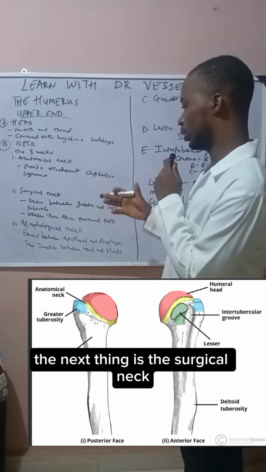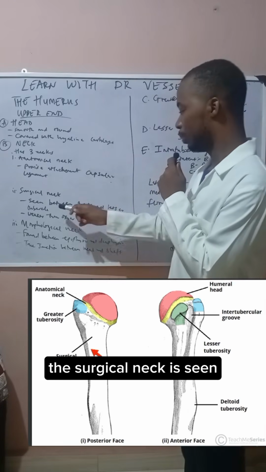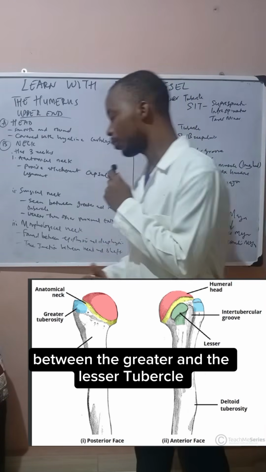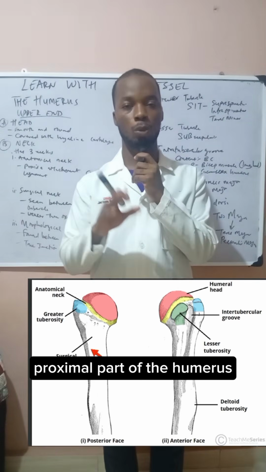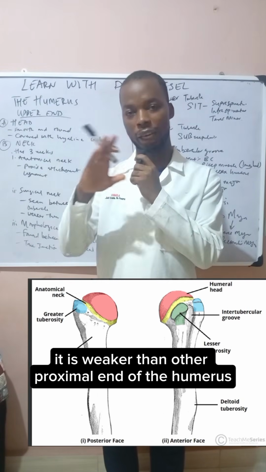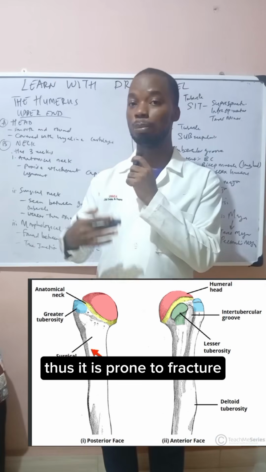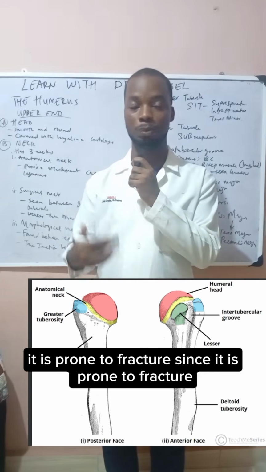The next thing is the surgical neck. The surgical neck is seen between the greater and the lesser tubercle, and it is weaker than other proximal parts of the humerus. Thus it is prone to fracture.